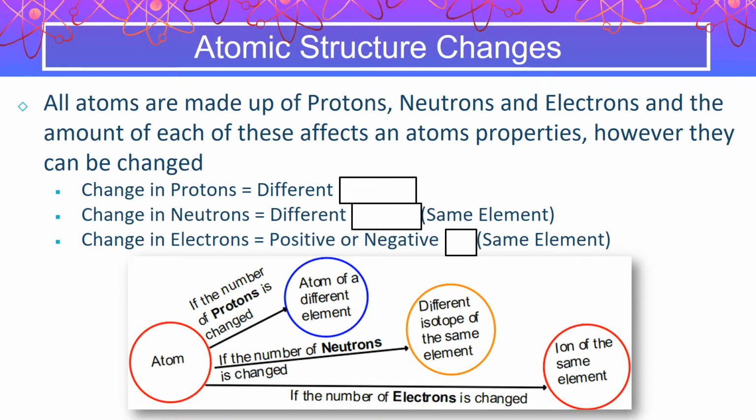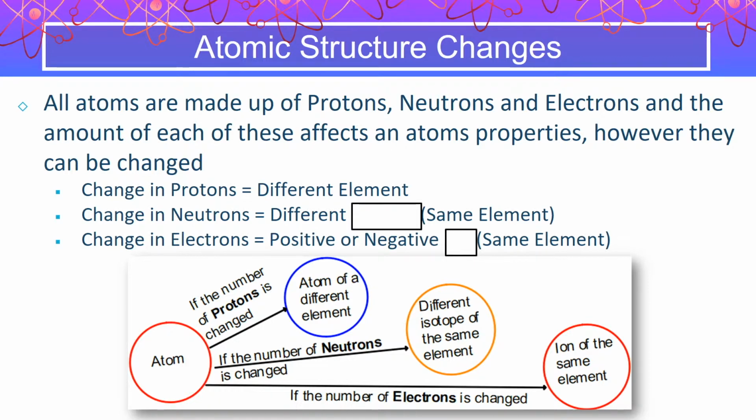Now, if you change the number of protons, let's say you have something with 6 protons and you add a proton in and go up to having 7 protons, what you end up doing is you turn it into a different element. You see, if something's got 6 protons, it's an atom of carbon. But if you add another proton in and it has 7 protons, it now is an atom of nitrogen. So it becomes a completely different element. On the other hand, if you change any of the other two, you will not change the element.